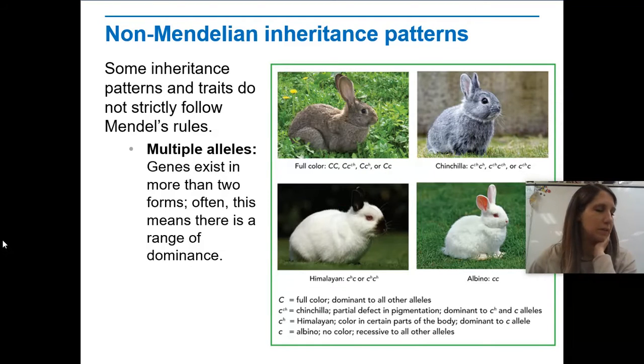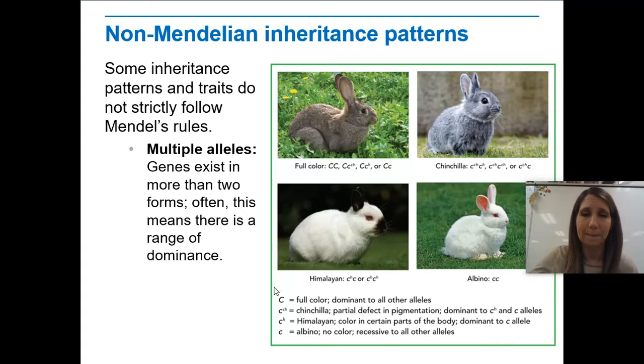Another type of non-Mendelian inheritance pattern, and this is the third one, is something called multiple alleles, and this is, again, also what it sounds like. So if we have a scenario where we have more than just dominant and recessive, we can have a range of dominance in the alleles that we find for specific genes. And we see this oftentimes in things like skin color or fur color, like what you're seeing here in this example with rabbits. So we have several different alleles here.